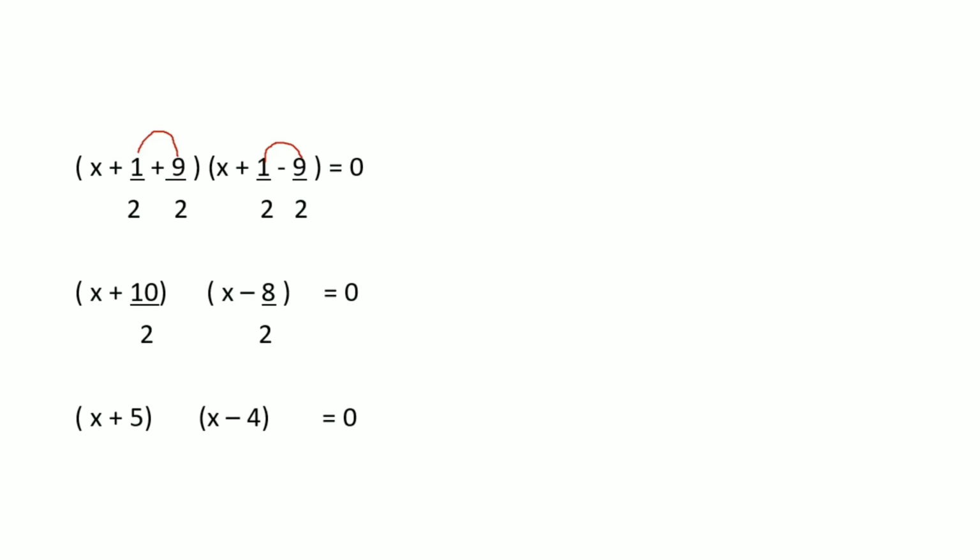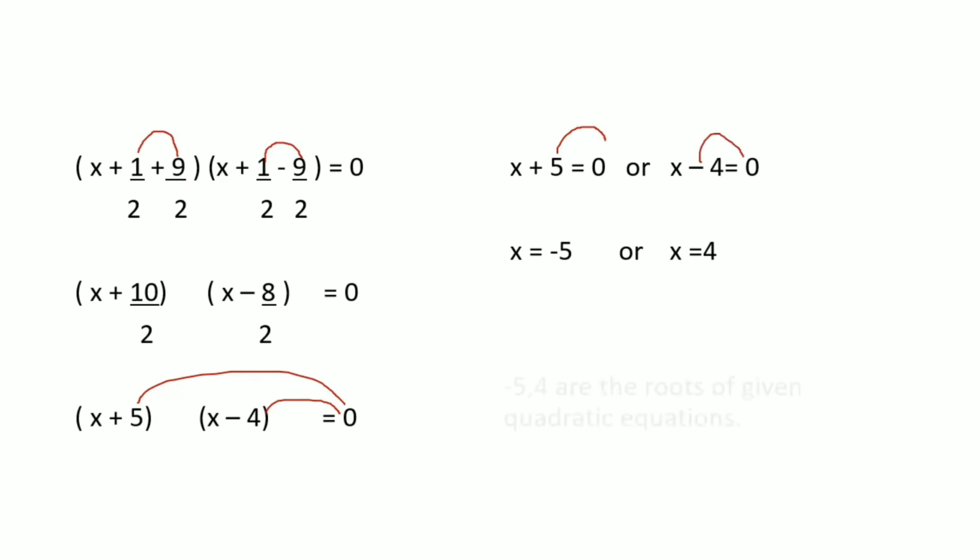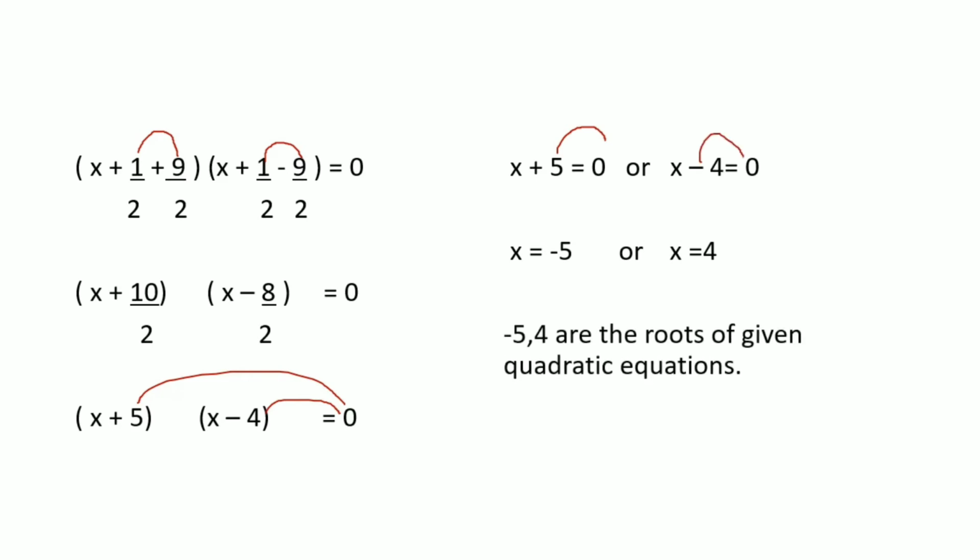Now we are going to separate this. So we will write down x plus 5 is equal to 0 or x minus 4 is equal to 0. Then we'll shift this plus 5 to the other side, so x is equal to minus 5, and this minus 4 will go here, so x is equal to 4. So the answers, minus 5 and 4, are the roots of the given equation. So this is your first sum. Now let us proceed towards the second sum.